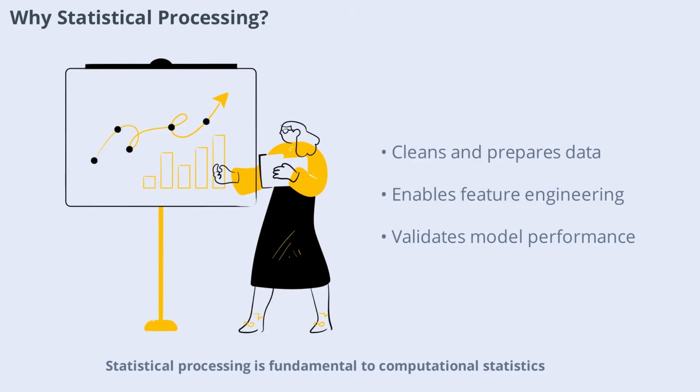Statistical processing is fundamental to computational statistics. It provides the tools to prepare, understand, and optimize data for model building and extracting insights. Think of it as the bridge between raw data and powerful algorithms. By cleaning data, engineering features, and validating models, statistical processing ensures your data is reliable and your models are accurate. It also helps in handling imbalanced data, detecting outliers, and making models interpretable and generalizable. In short, statistical processing is the vital link that transforms messy, unstructured data into actionable knowledge.